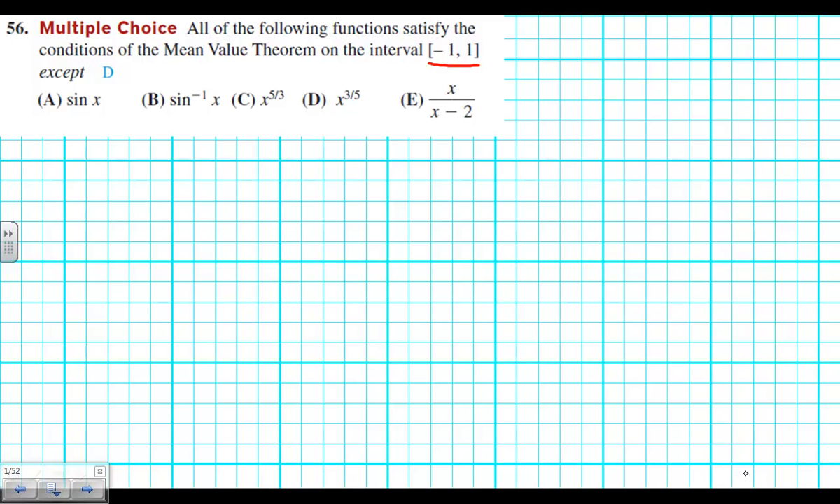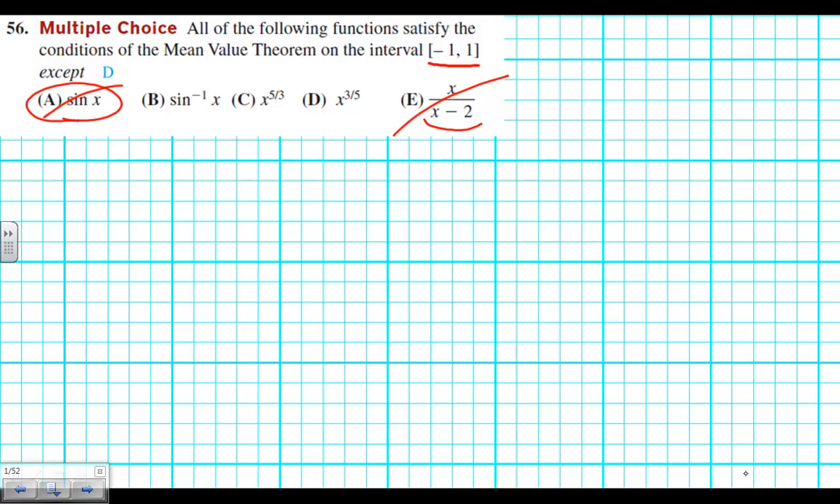All right, so in problem number 56, the first question we have to ask is, are there any places where these functions are not continuous and differentiable? This is continuous and differentiable everywhere, so that can't be the answer. This is continuous and differentiable except at positive 2, which is not in our interval, so that one can't be the answer. So of the remaining three, are there any places where these are not continuous and differentiable?